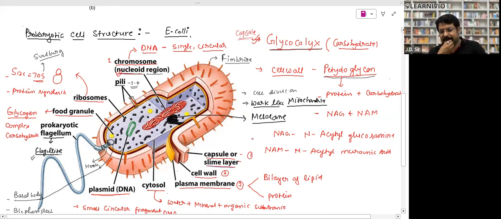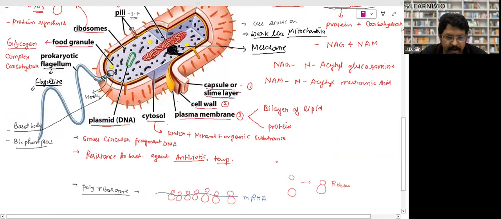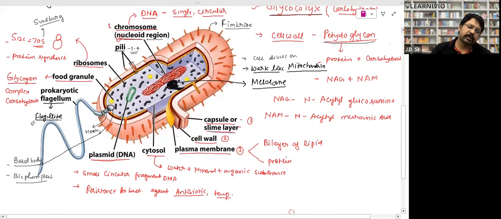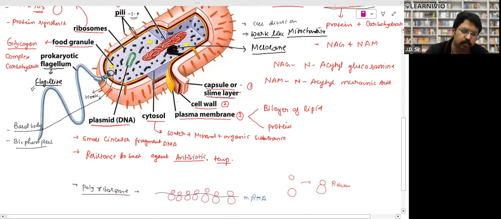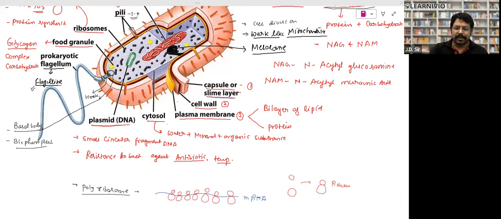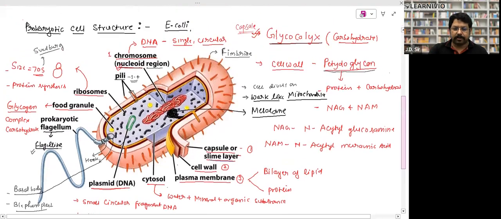Then there is a plasma membrane. The plasma membrane is made up of a bilayer of lipid and protein, right? Then there is a cytosol. Cytosol is made up of water, minerals, and organic substances, right? Then there is a small DNA part that is called plasmid. Plasmid is a small circular fragment of DNA. And the property of plasmid is that it provides resistance against antibiotics. And we have studied this plasmid in detail in our biotechnology chapter, right?